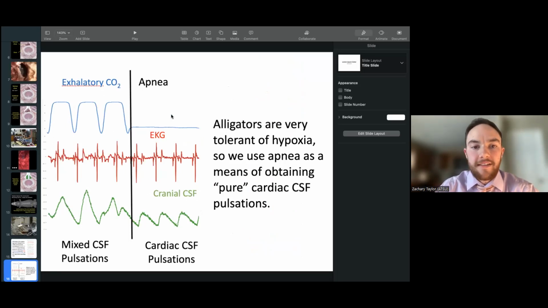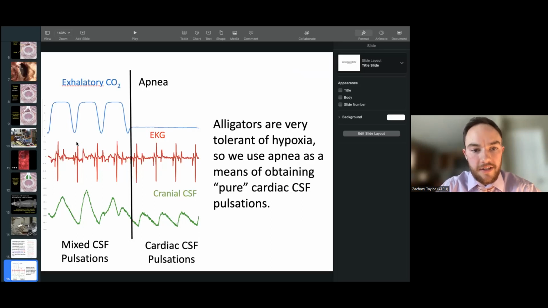So as I mentioned, you can put alligators in apnea. We could do it for up to 5 hours and they would be fine, but we only did it for about 2 minutes at a time. So what we would do is allow the ventilator to run for about 30 seconds, where we would just watch the screen and watch it breathe in, breathe out. And then we would turn off the ventilator so that there is no more breath.